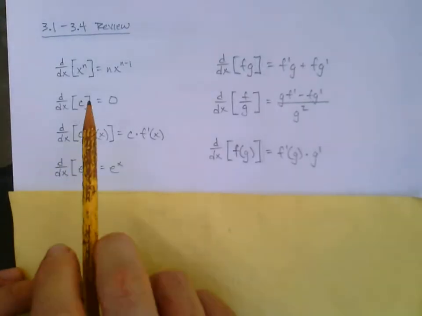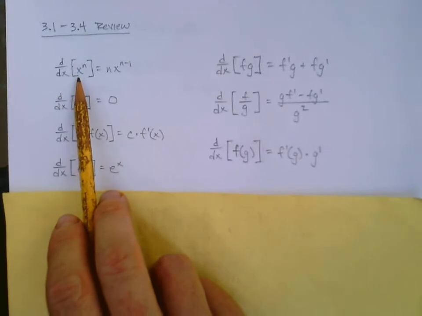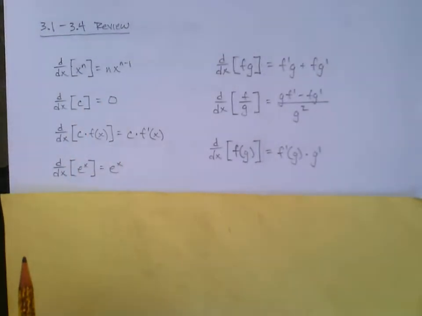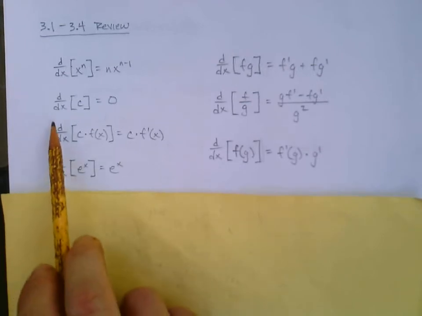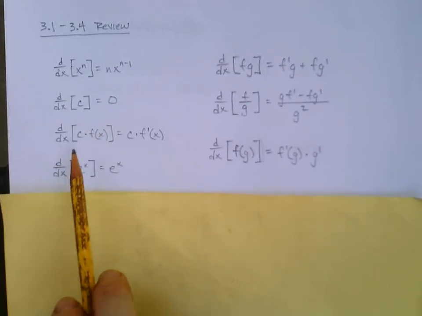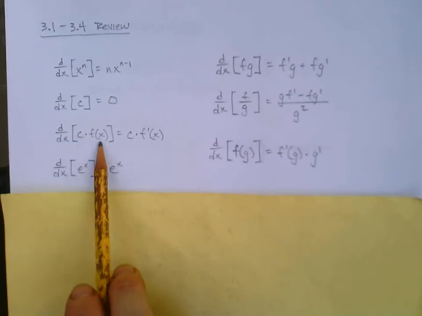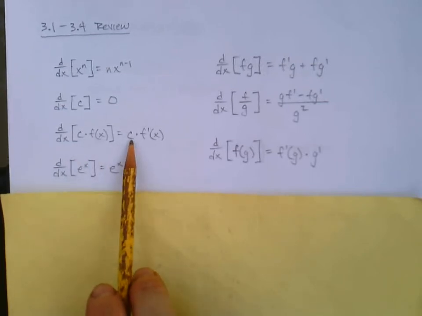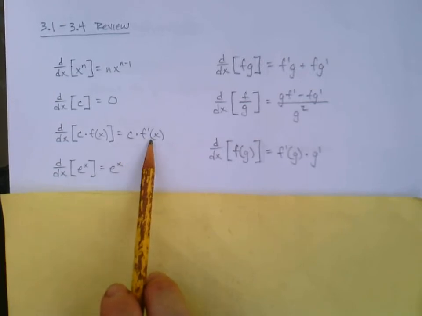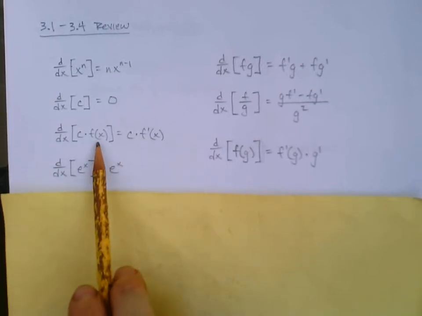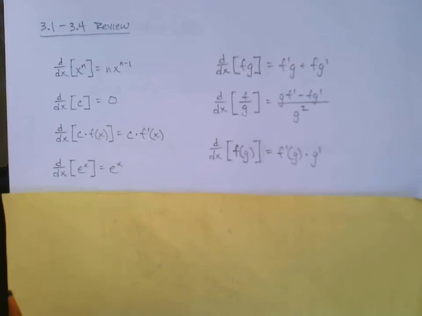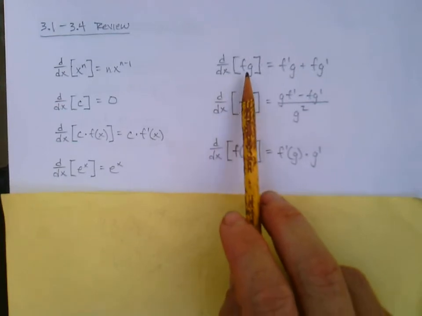Here we go. So this was the first one we learned, the power rule. Derivative of x to the n, nx to the n minus 1. Okay, derivative of a constant is 0. Not to be confused with the derivative of a constant multiple, c times f of x. In that case, the c just carries along, and we multiply it by the derivative of f of x. We have the derivative of e to the x equals e to the x. Okay.